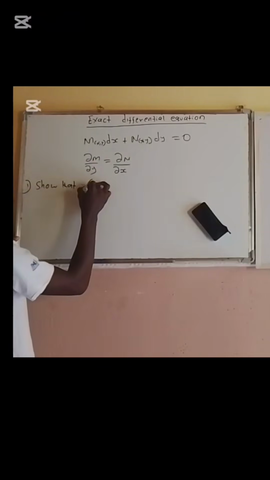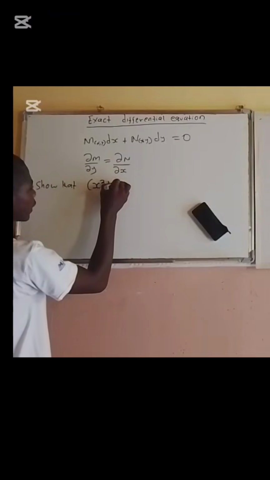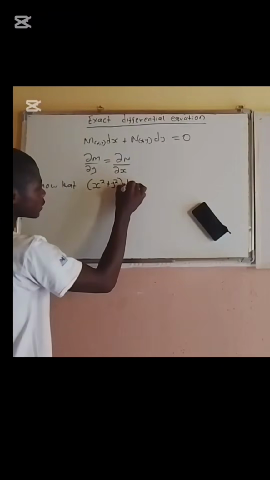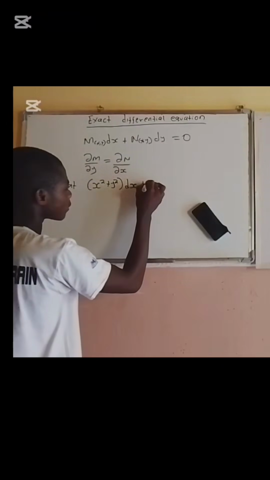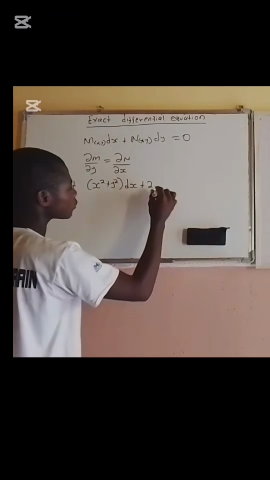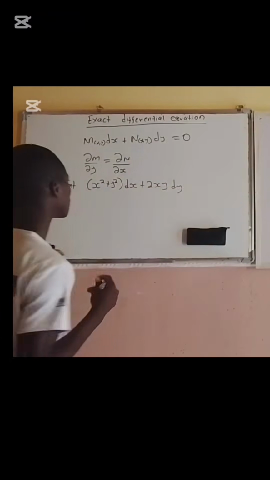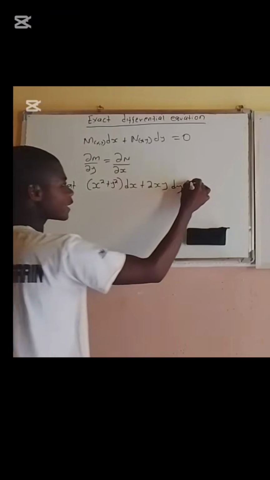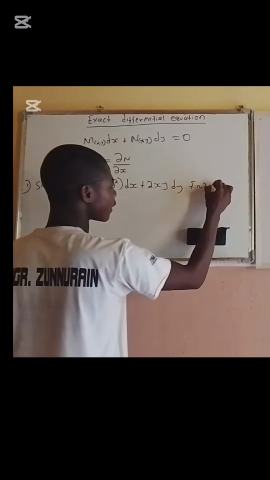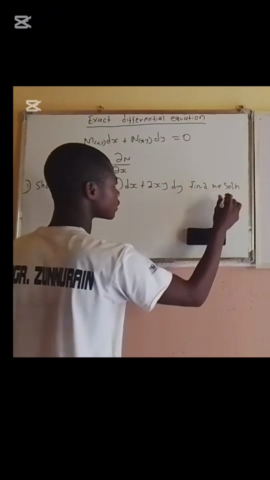show that (x squared plus y squared) dx plus 2xy dy. So I am asked to show whether the equation is exact or not exact, and therefore I am asked to find the solution of it.